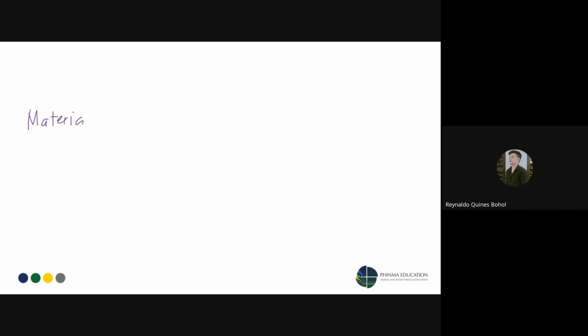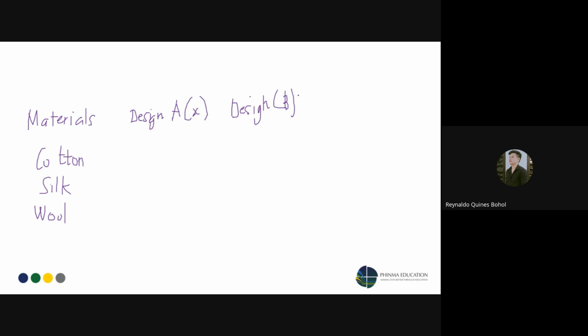Ano yung mga nabanggit na materials, sir? So, meron tayong cotton, meron tayong S for silk, and W for wool. Then, meron tayong mga design. Diba? So, meron tayong design A. Yung design A natin, nilet natin as X. Diba? Tapos yung design B, yun yung ating Y.